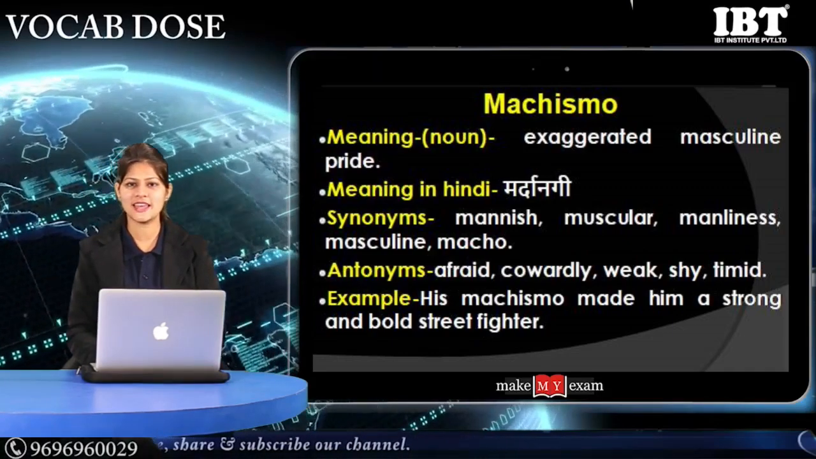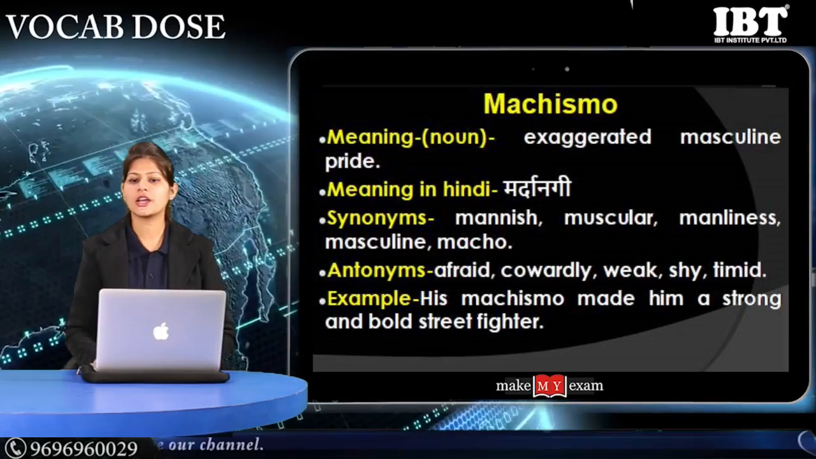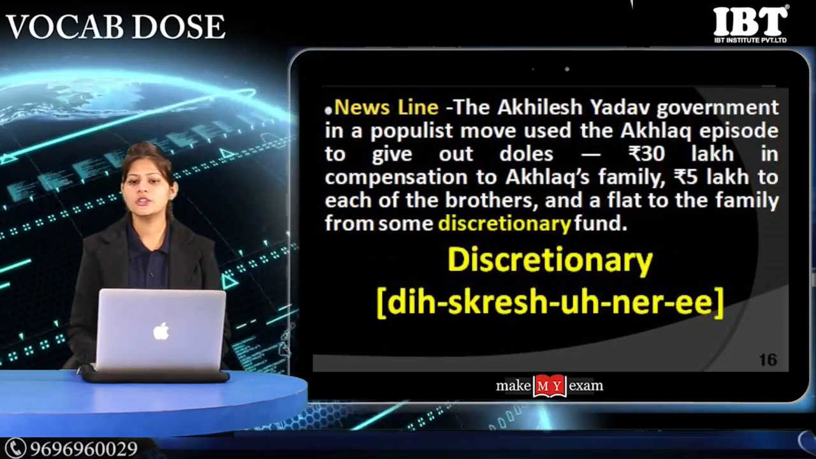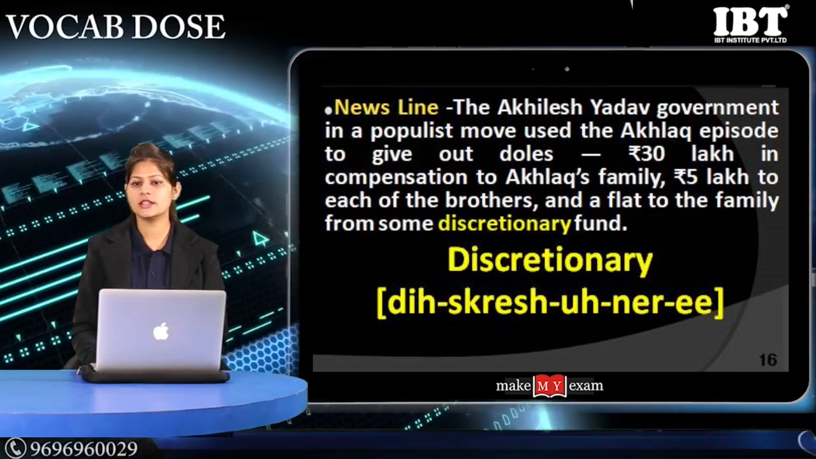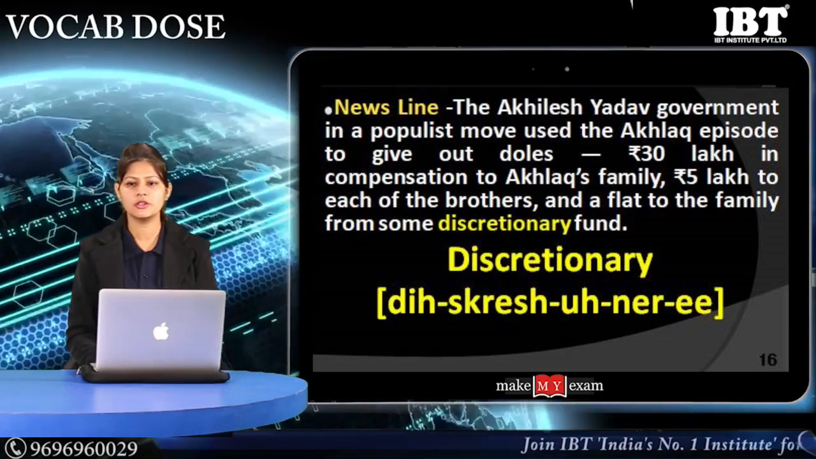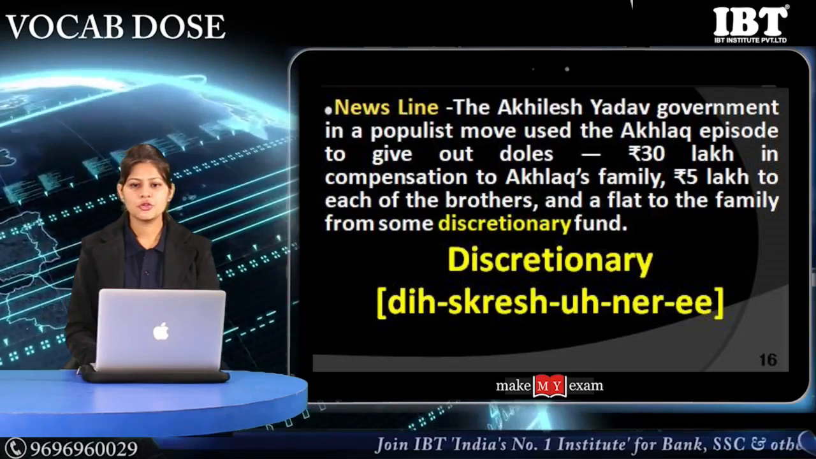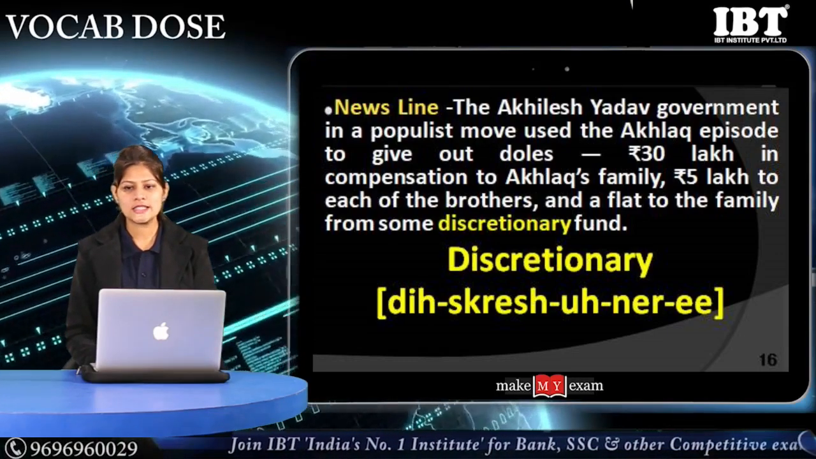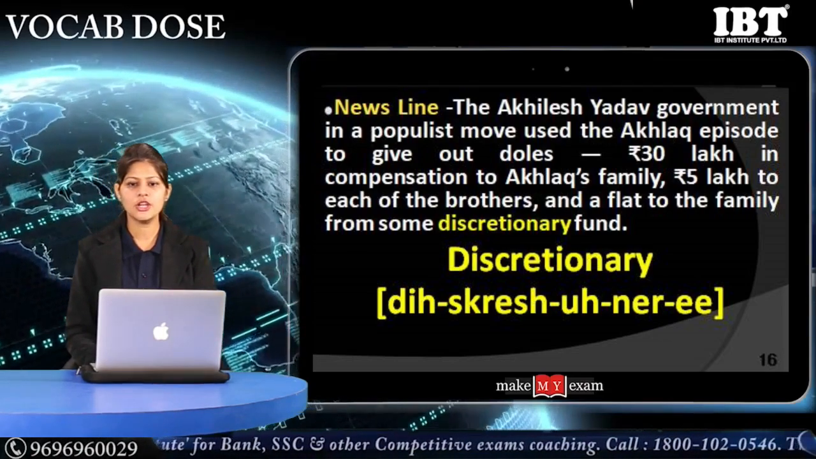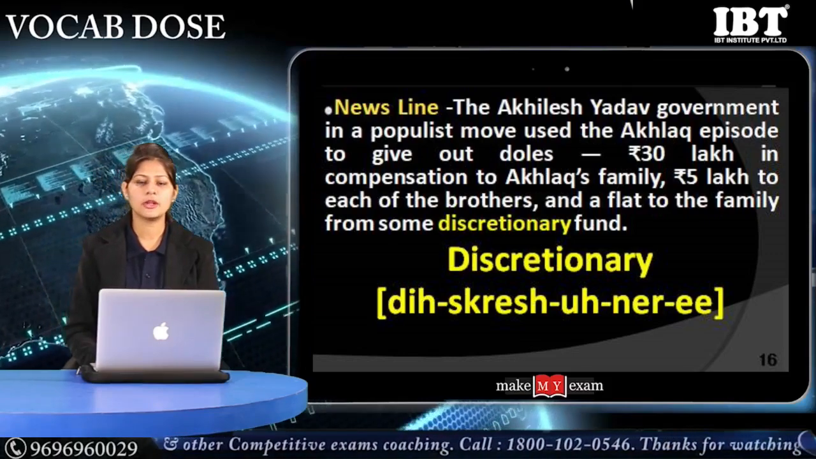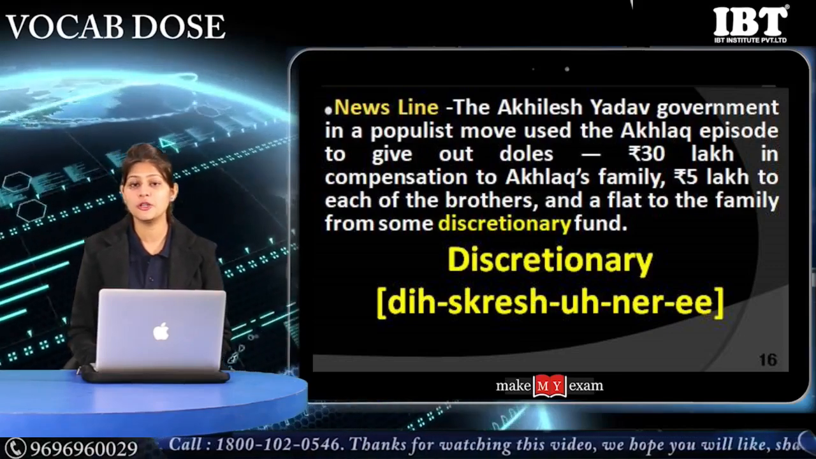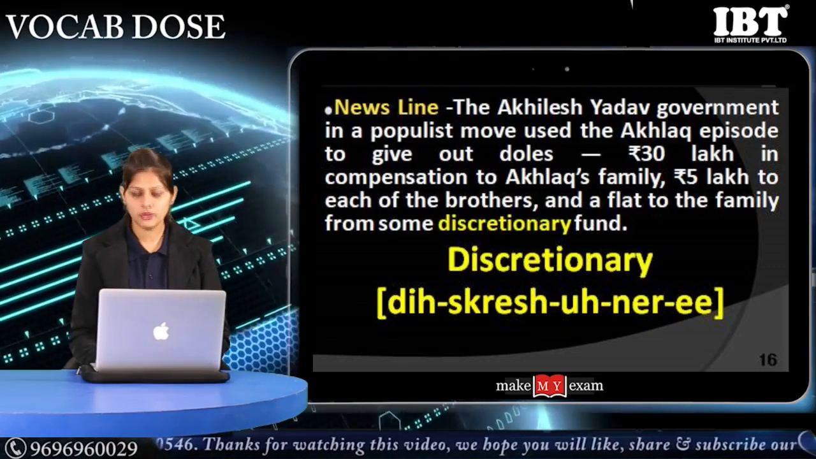Our R&D team is there, so they're going to get back to you. So let's check out the next word with the next news line. Okay, so let's take up this word. It is the Akhilesh Yadav government in a populist move used the a clerk episode to give out doles, rupees 30 lakh in compensation of a clerk family, 5 lakhs to each of the brothers and a flat to the family for some discretionary fund. So you people are required to give me the meaning of this word discretionary, right?